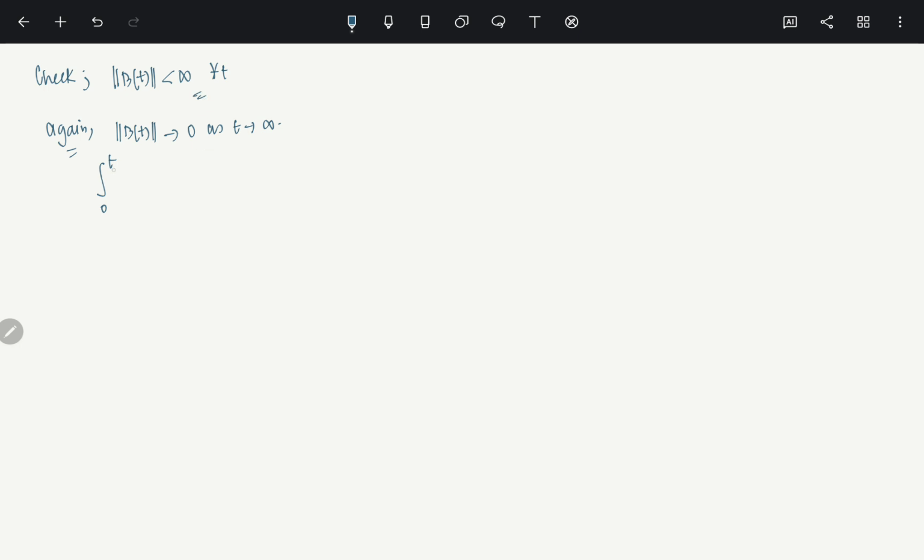Now from 0 to t, you just have to calculate the integral of the norm of B(s) ds. Let's check if this goes to infinity. What is it? It is the integral from 0 to t of 2a by (as plus b) ds, right? If you calculate this, please check this part, it is nothing but log of ((at plus b) by b) squared. As t tends to infinity, you do realize this is going to infinity, right?